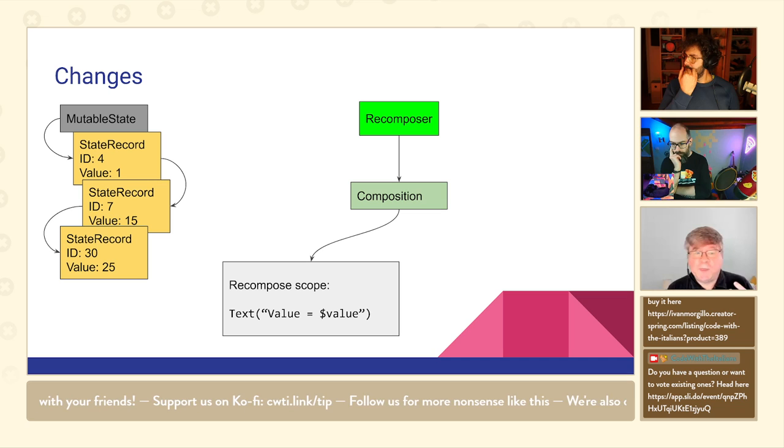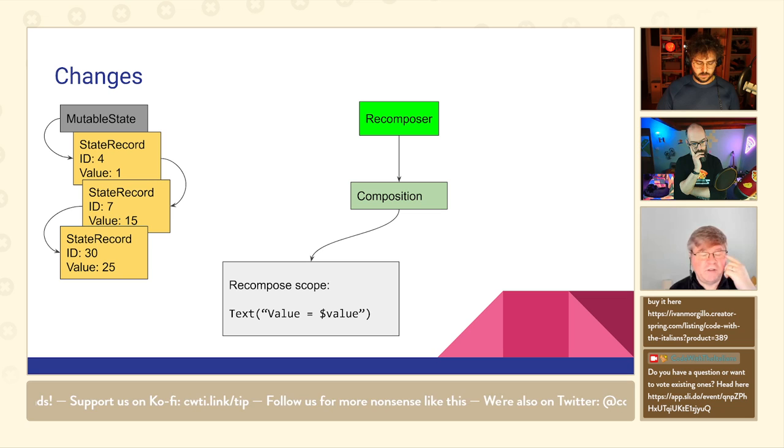It's important for garbage collection. Mutable state objects are just normal objects as far as garbage collection goes. You stop referring to them, they get collected. At no point does the snapshot system need to know that they got collected. They can just go away.